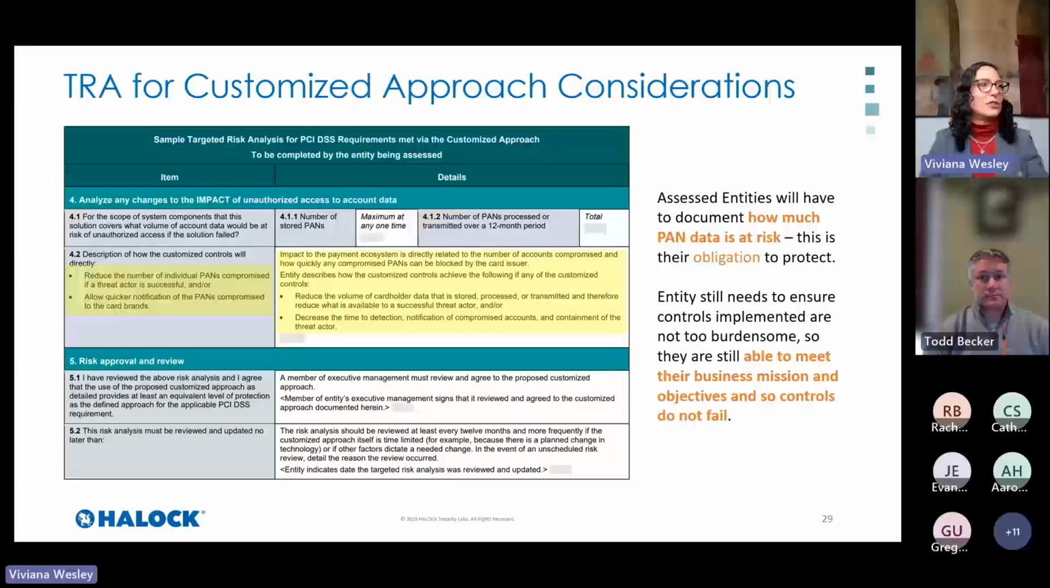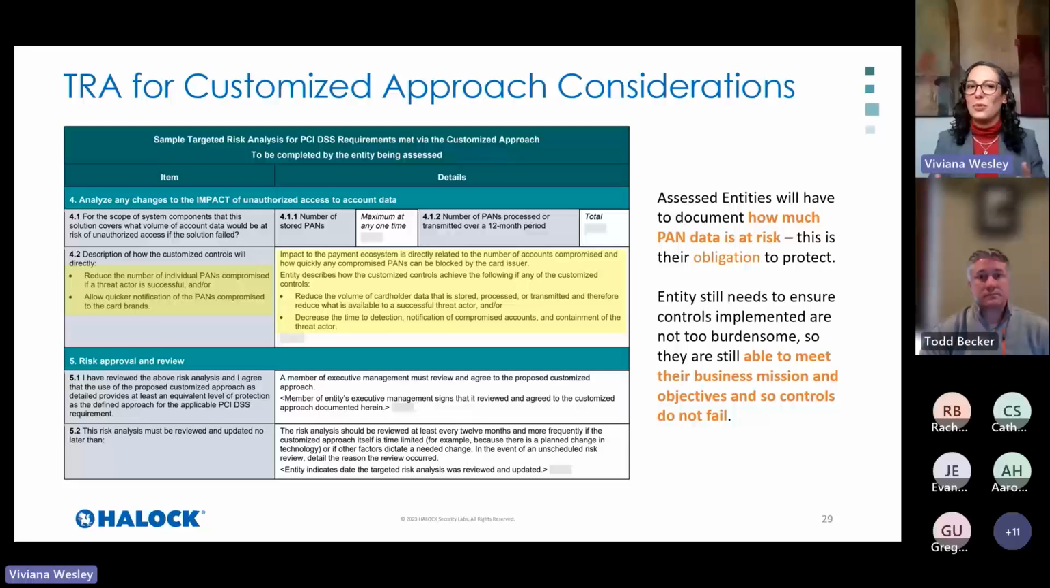Okay, so let's talk a little bit about the customized approach considerations. As far as the customized approach goes, in their template, they do a very nice job of highlighting your obligations. They make you think about how many credit card numbers you're potentially exposing in that particular control. And then they ask you to specifically think about how your control would potentially reduce the risk of those individual cards being compromised or would increase your notification process.